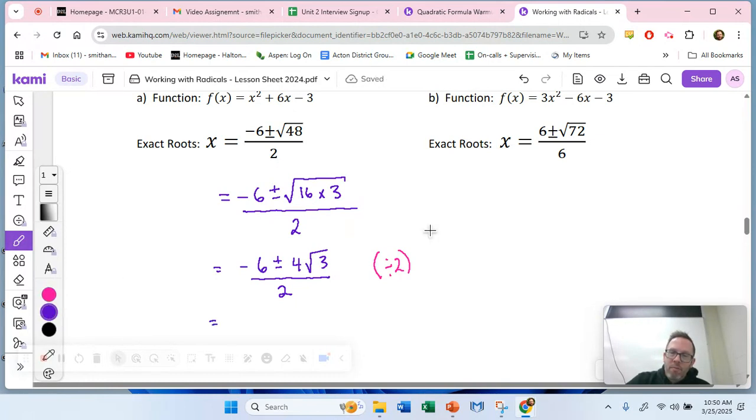-6 divided by 2 is -3. 4 divided by 2 is 2. And our exact roots from before, -6 plus or minus the root of 48 over 2, can be written a bit more simply as -3 plus or minus 2 root 3. They give you the same approximate values. One is simplified.